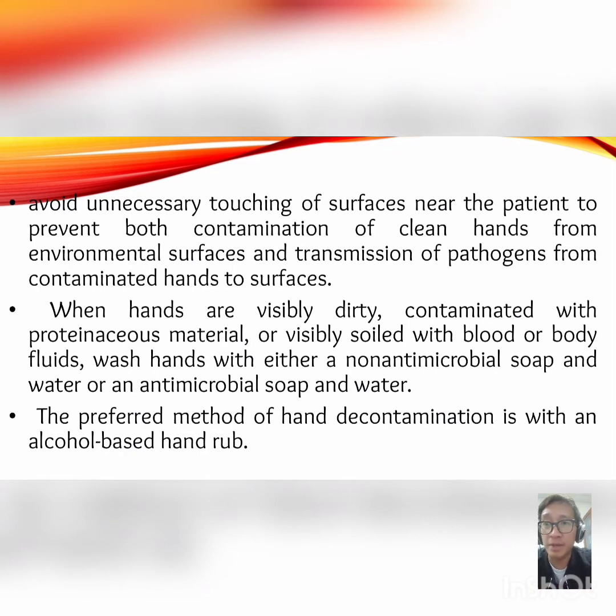if hands will be moving from a contaminated body site to a clean body site during patient care, after contact with inanimate objects, including your medical equipment, in the immediate vicinity of the patient, after removing gloves. So this is very important because during my rounds, when I am doing my hand hygiene observation, there are some healthcare workers who are not doing hand hygiene after removing their gloves.